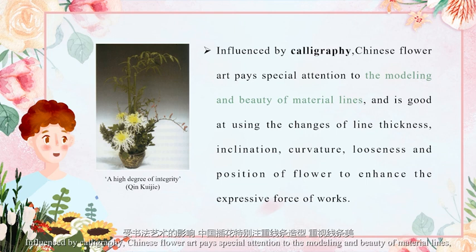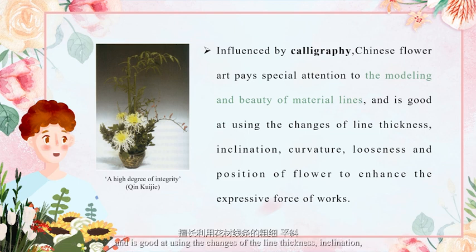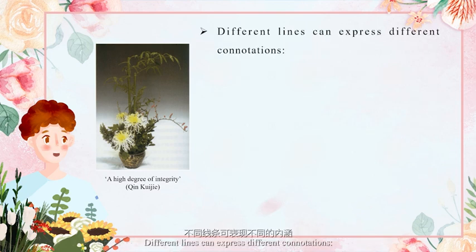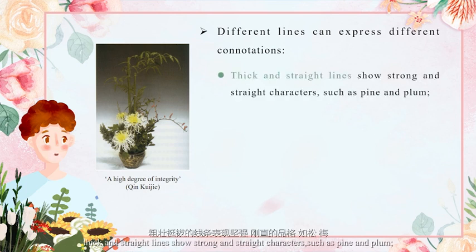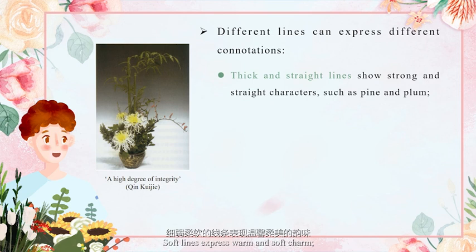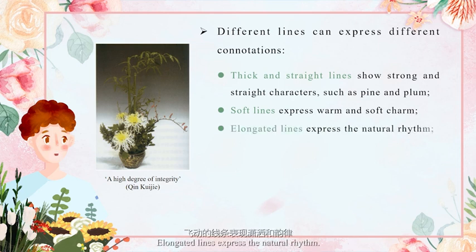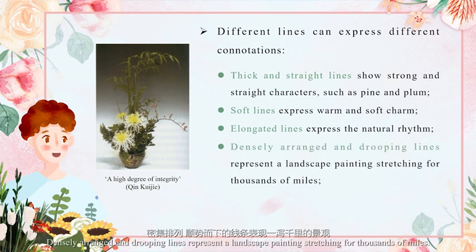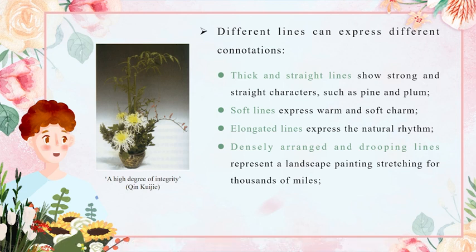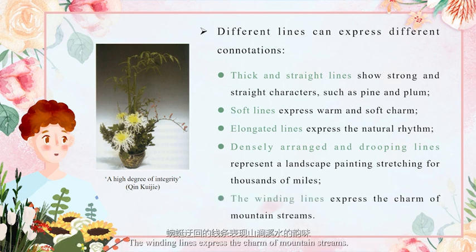Influenced by calligraphy, Chinese flower art pays special attention to the modeling and beauty of material lines, and is good at using the changes of line thickness, inclination, curvature, looseness and position of flower to enhance the expressive force of works. Different lines can express different connotations. Thick and straight lines show strong and straight characters, such as pine and plum. Soft lines express warm and soft charm. Elongated lines express the natural rhythm. Densely arranged and drooping lines represent a landscape painting stretching for thousands of miles. The winding lines express the charm of mountain streams.